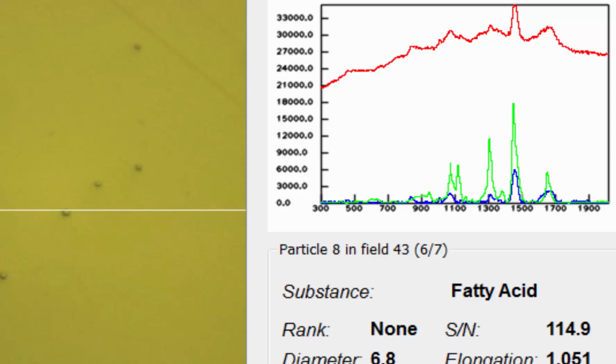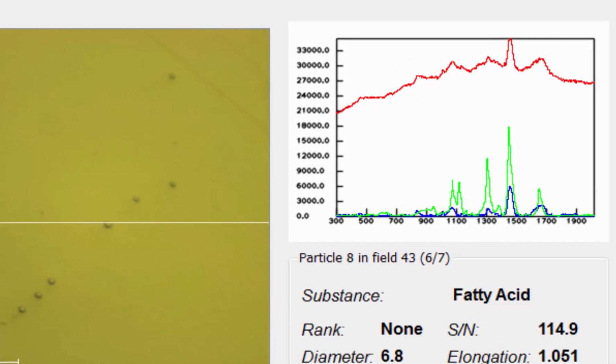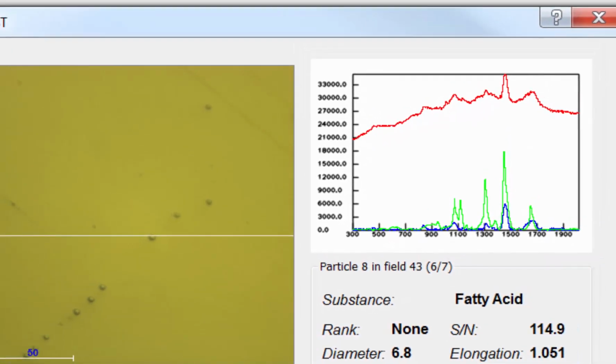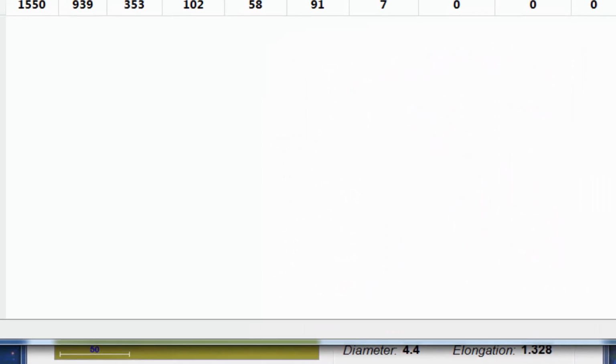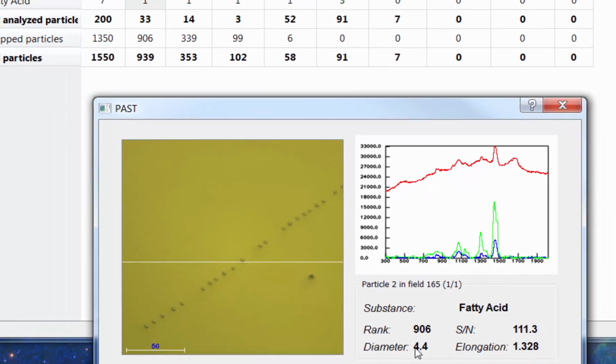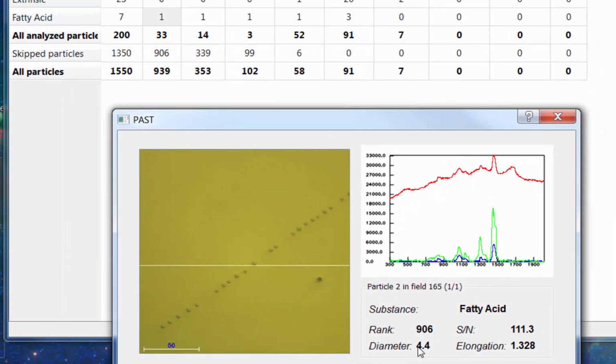6. So with that demonstration, we can show you that down to a very small particle size of 4 micrometers, we can reliably identify fatty acids in a highly concentrated protein-based formulation.